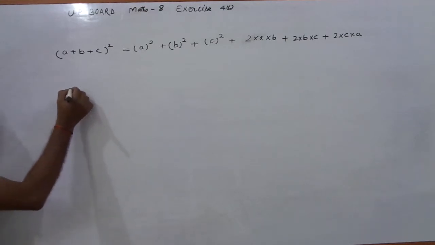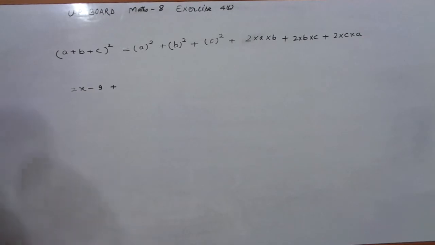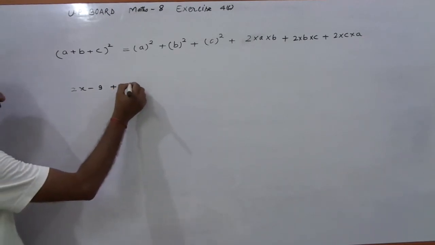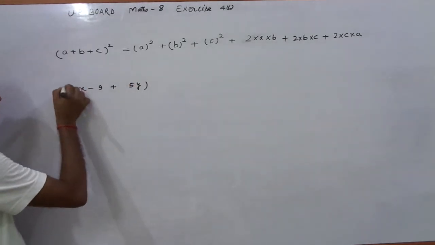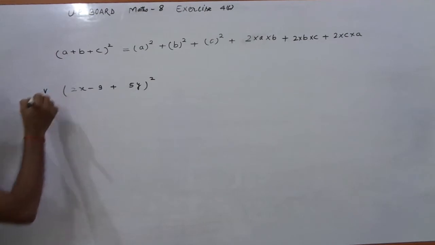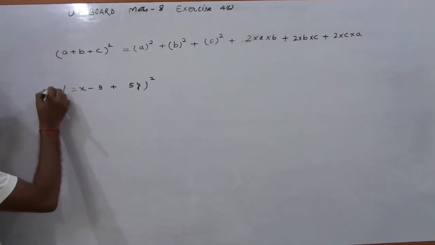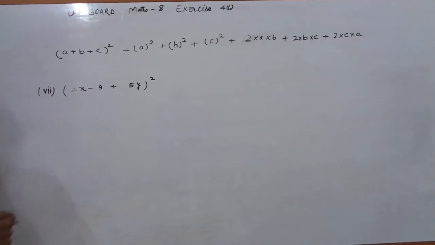2x minus 9 and plus 5y and whole power 2. This is the seventh part of question 1.